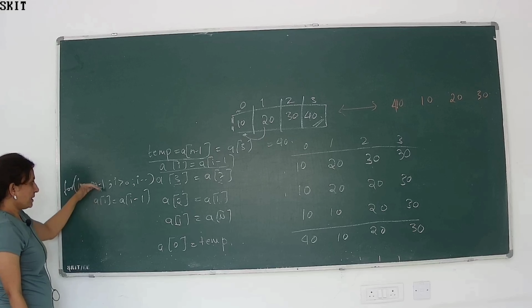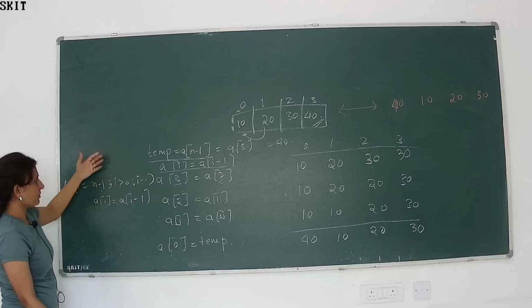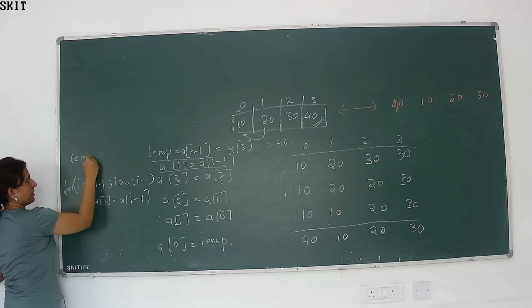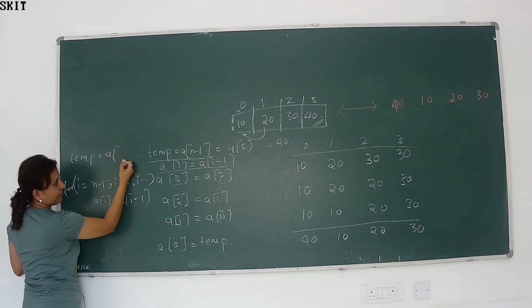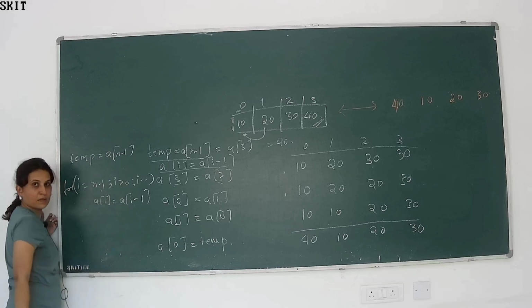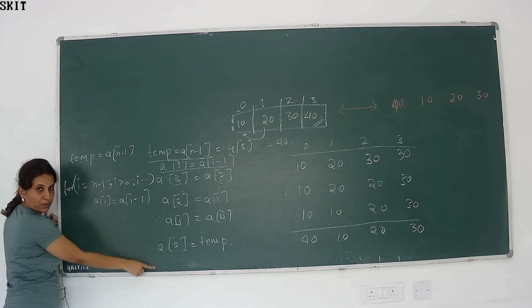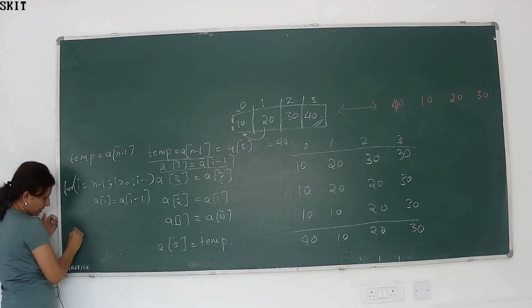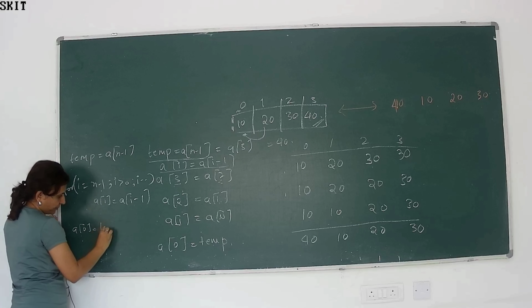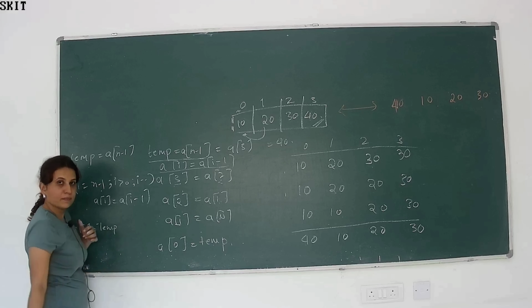So this will be a of I will be equal to a of I minus 1. Clear? This portion is here. Before this, what we have to do? Temp equal to a of n minus 1. This line before going into the loop. After this loop, what we have to do? A of 0 equal to temp. Clear?